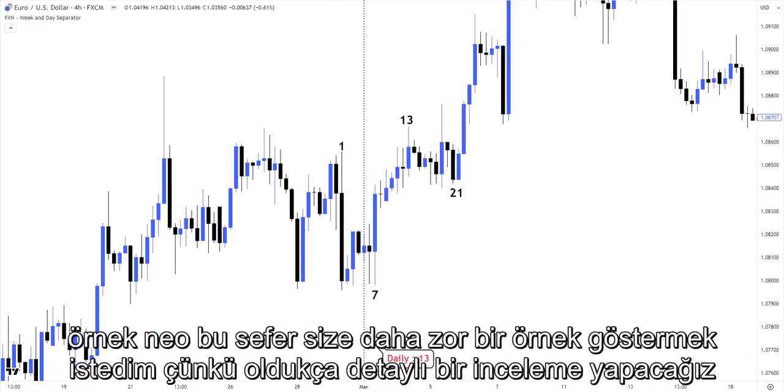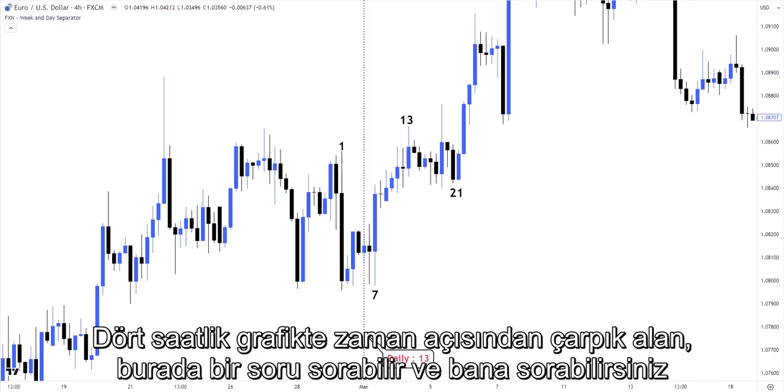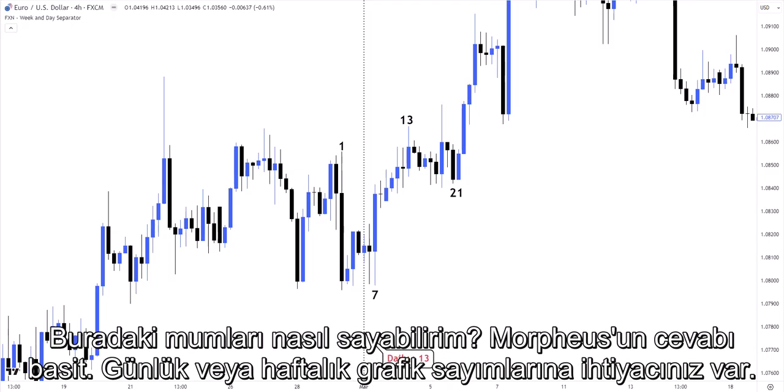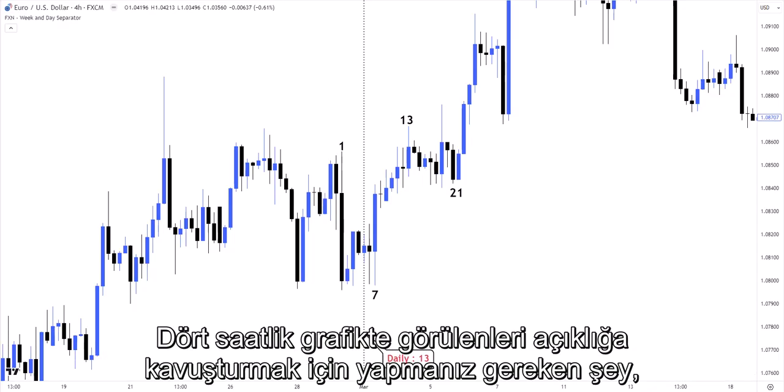Let's review another counting example, Neo. This time I wanted to show you a harder example, because we're about to review a quite distorted area in terms of time on 4-hour chart. You might come up with a question here and ask me, how can I count the candles here, Morpheus? Answer is simple. You need daily chart or weekly chart countings to make what's seen on 4-hour chart to be clarified.